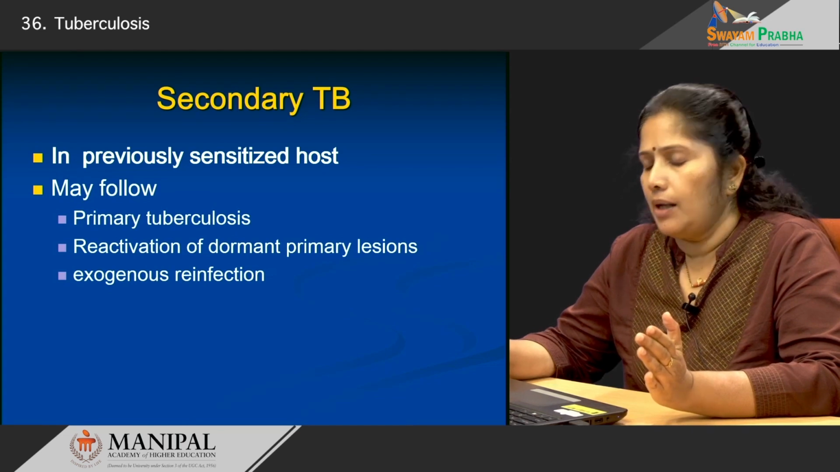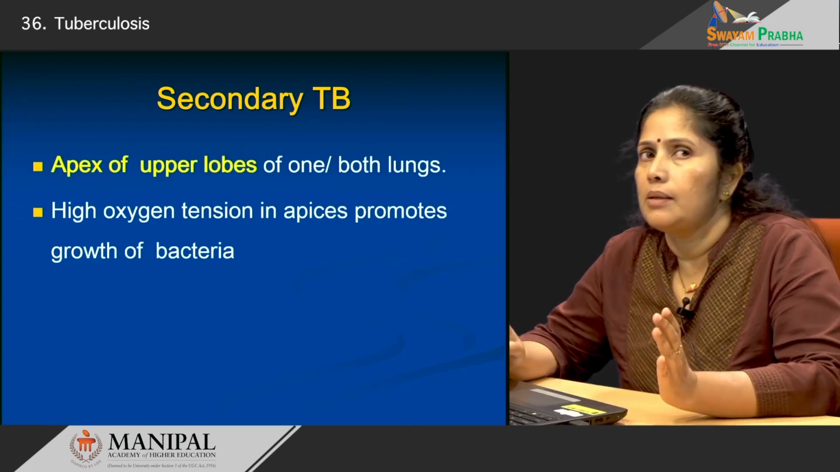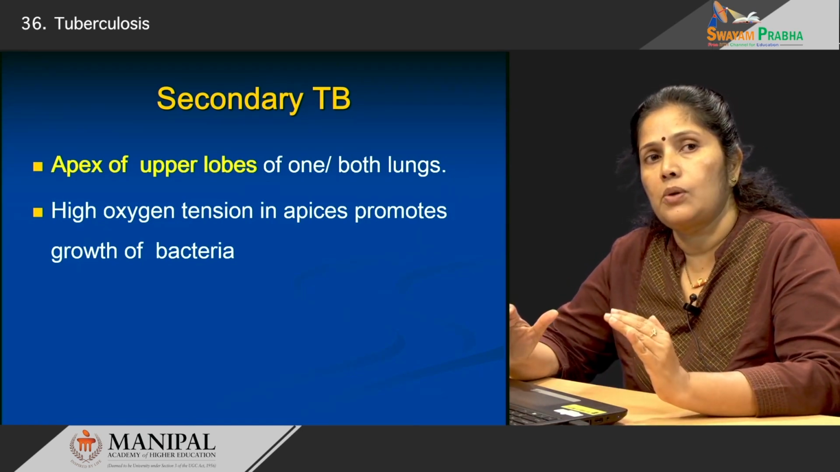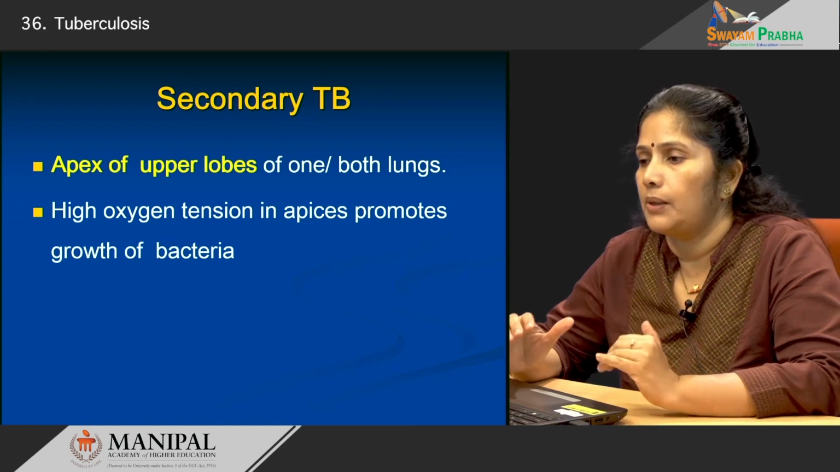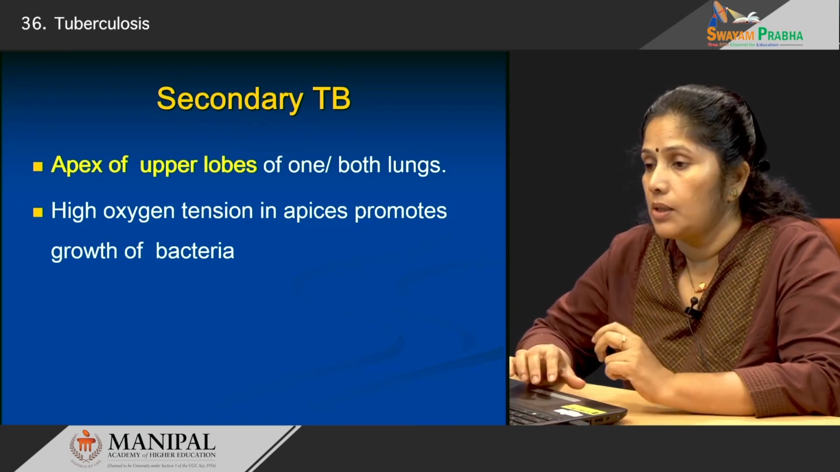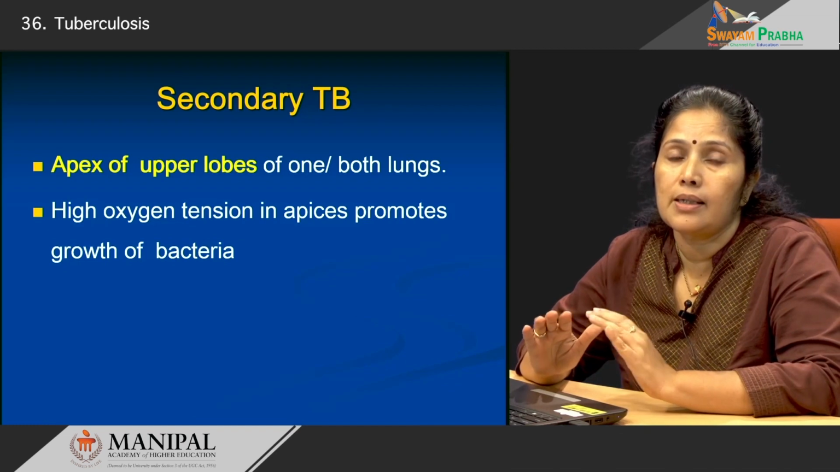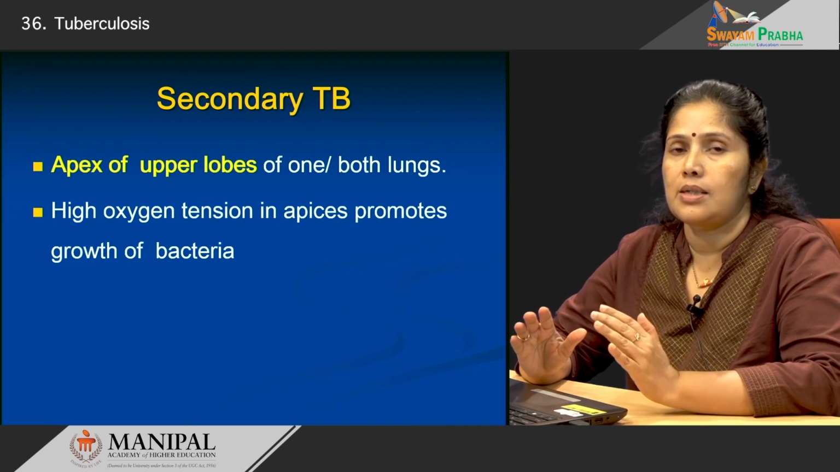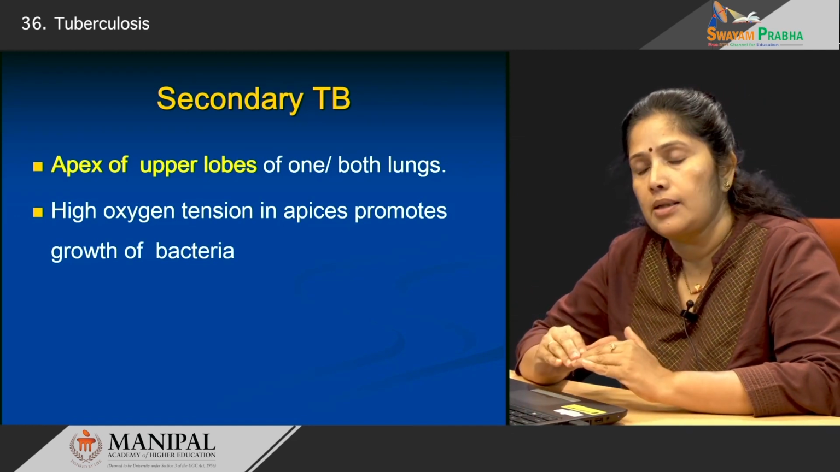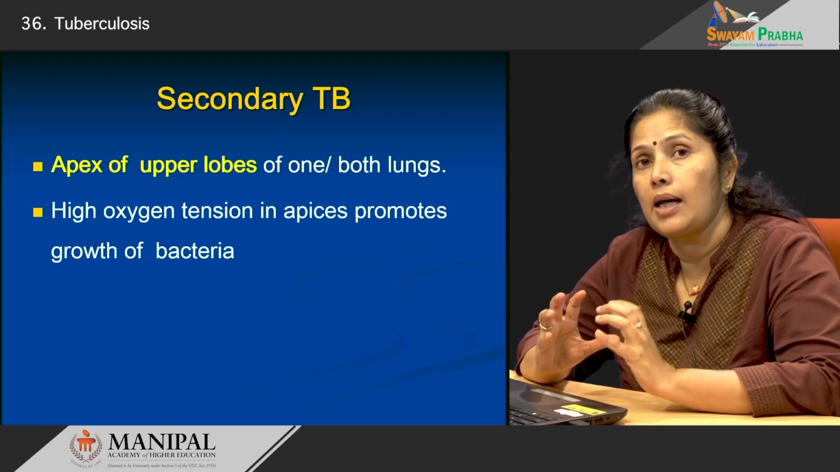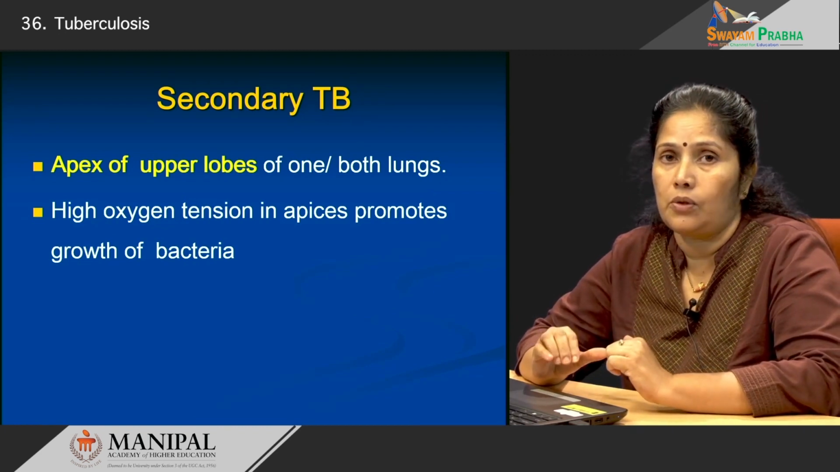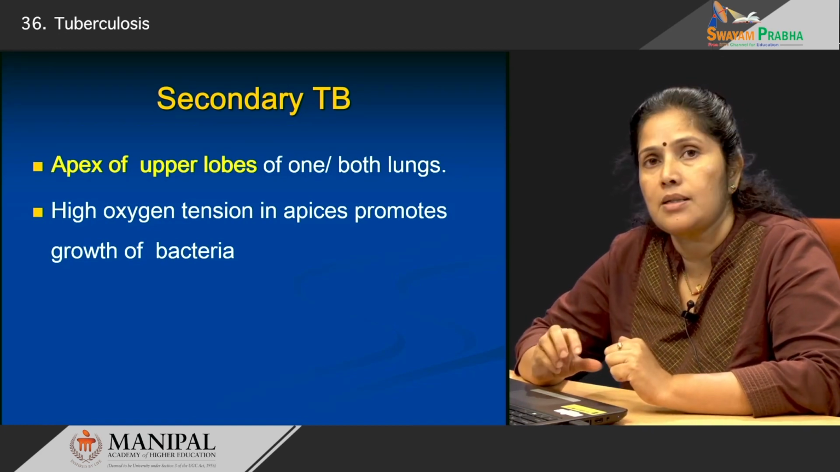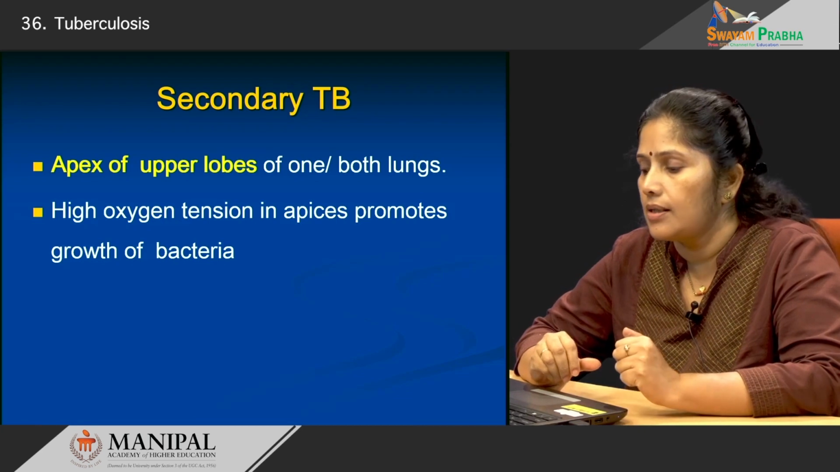Now, in primary tuberculosis, when we looked at the gross morphology, we said that the lesion was in the upper part of the lower lobe or the lower part of the upper lobe. But here in secondary tuberculosis, lesions are always in the apex of either one lung or both the lungs. So, there is a difference in the site of involvement. In secondary tuberculosis, it is the apex of the lungs which is involved, and this is because of very high oxygen tension in the apices, which promotes the growth of these bacteria.